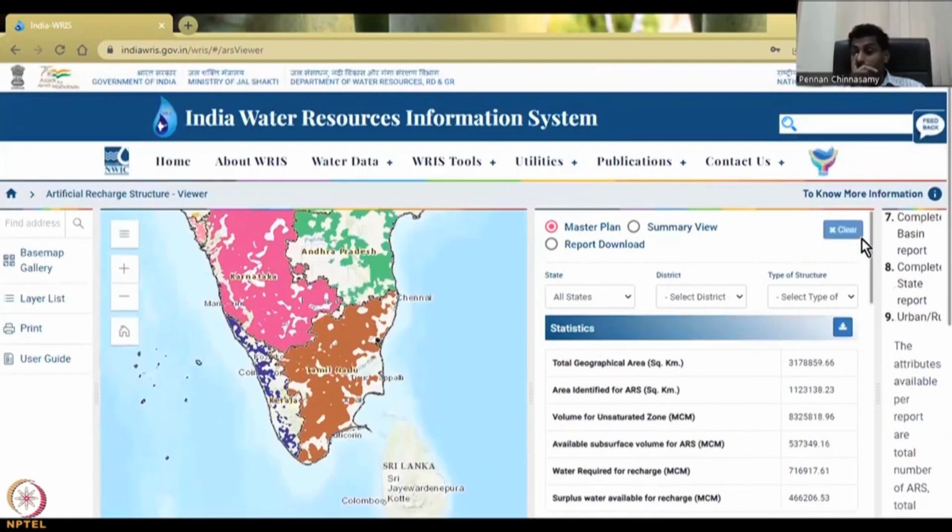Artificial recharge, because why? Please go back to your class notes. Artificial, because the groundwater takes a long time to recharge. And by natural recharge systems, it doesn't go fast into the groundwater. So you eventually lose all the water. Whatever water you're capturing, if you don't use it properly, you lose the water.